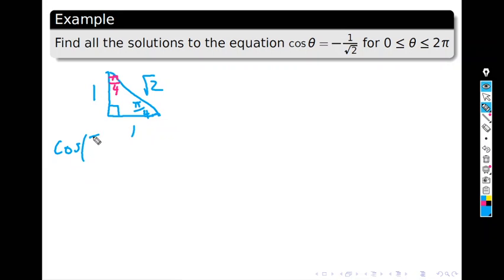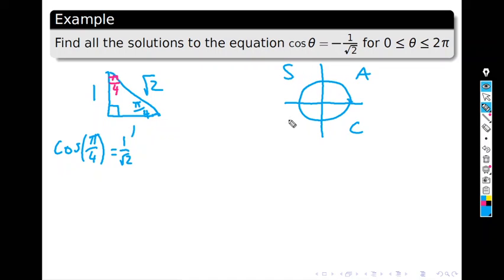Doesn't really matter which one you use, but they're both that. So if you think about it, cos is going to be adjacent over hypotenuse. So I know that cos of pi on 4 is equal to 1 on root 2. Now, that is helpful, but this is saying when it's negative 1 on root 2. So if I draw my unit circle, if I were to put pi on 4 here, that's going to be positive 1 on root 2, so that's no good.